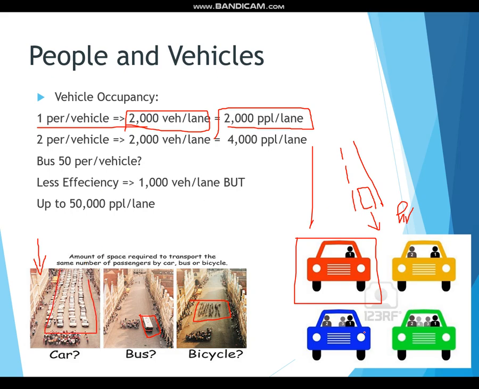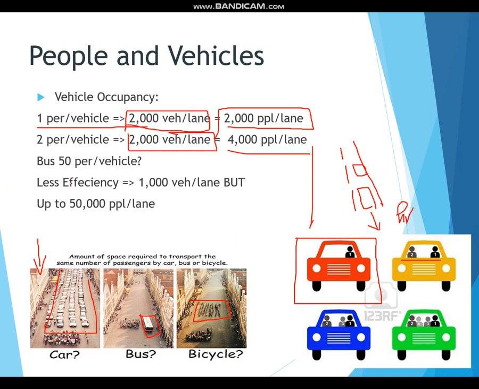If you're able to use some strategies to improve with carpooling and make people carpool together, so you have two people in the vehicle, and you still have 2,000 vehicles that can pass through this lane, you're going to end up with 4,000 people per lane.